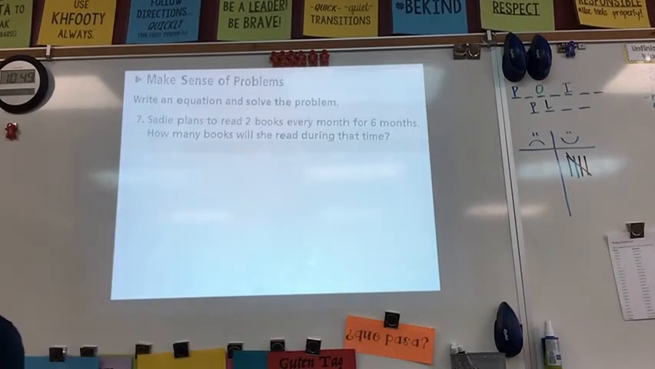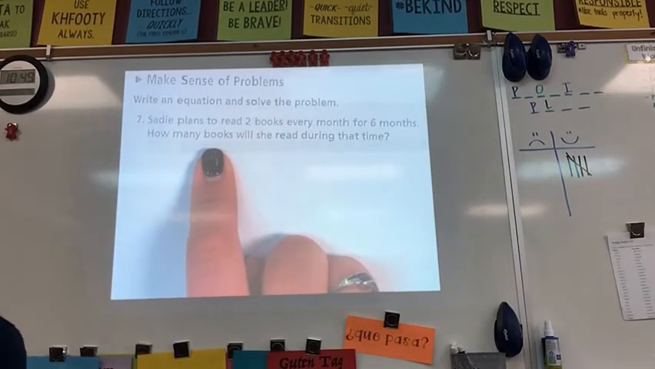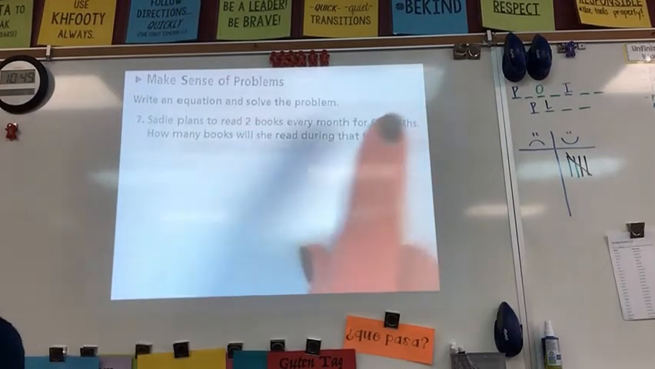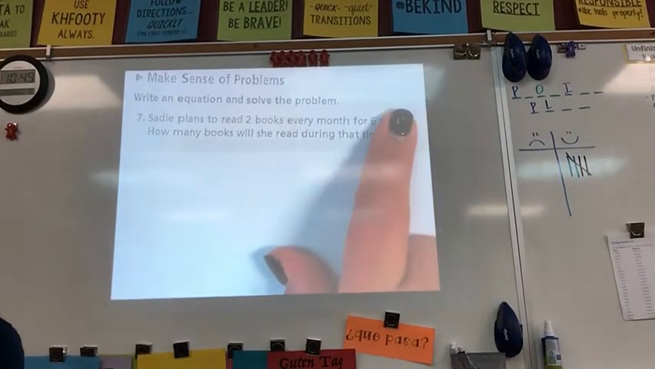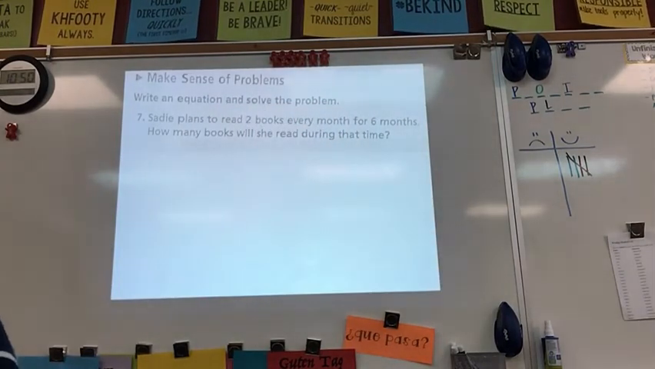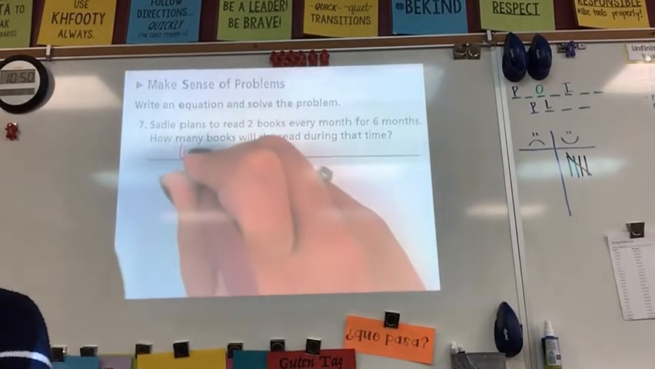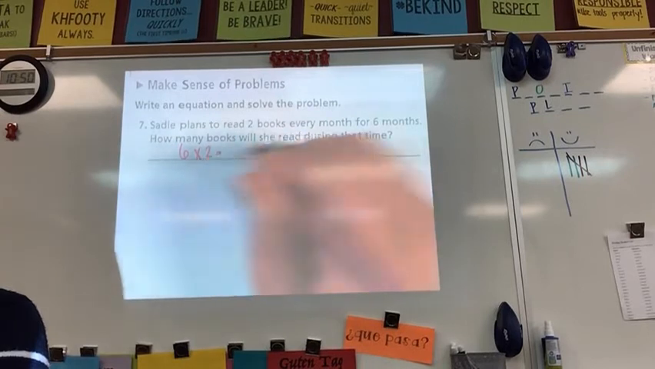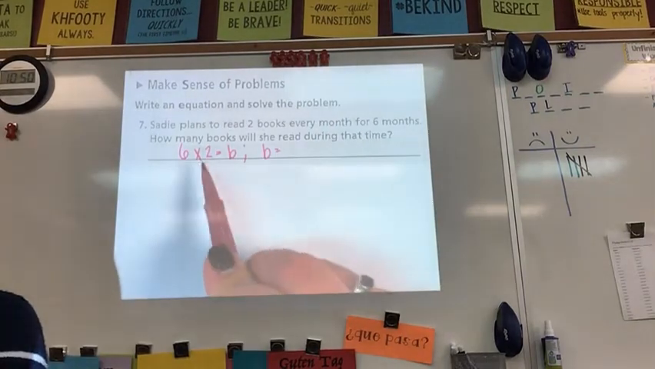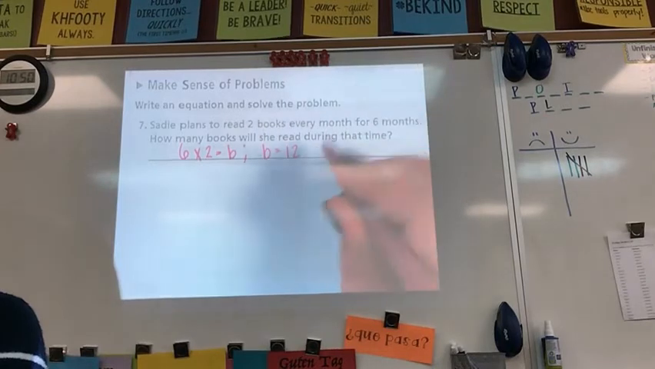So I'm asking myself, what am I finding? How many books? Okay. What do I know? I know she's reading 2 books per month, and she's doing it for 6 months. So it would be like 6 groups of 2. So what I'm going to write is, if I were solving, I would say 6 times 2 equals B for books. B equals 12 books.